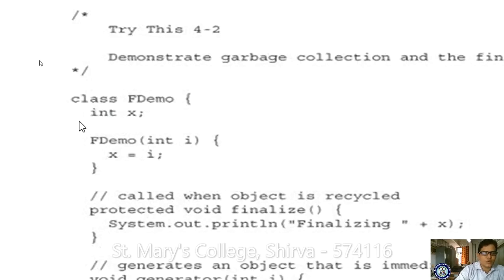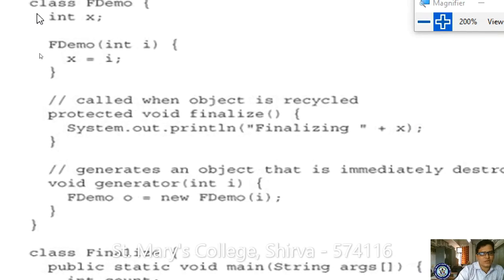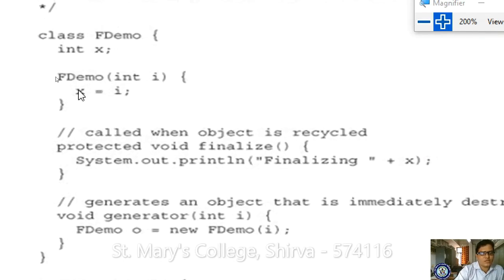In the fdemo class, what are you defining? You are defining the variable int x. Then what is fdemo of int I? Fdemo of int I is a constructor, because it has the name of the class, and within the name of the class you are building a method. Got it? So for this you are assigning the value. Clear? Next you are constructing one more method.